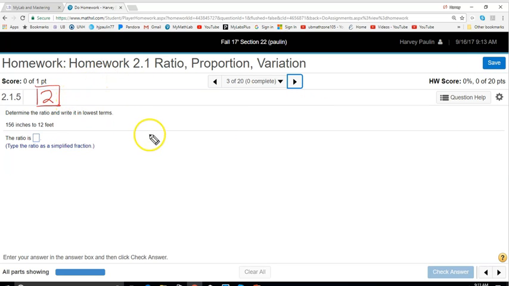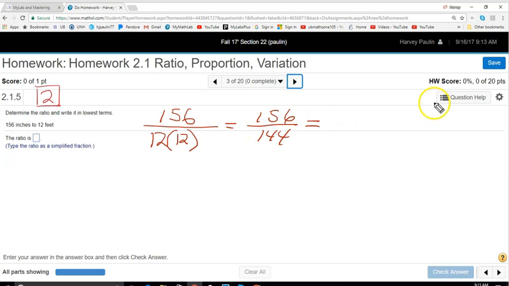Now for number 2, again, we're going to set up a fraction. Our inches are on top. So 156. But now our bottom is feet. So we would have to change that to 12 feet times 12 inches in a foot. So this then becomes 156 over 144. And let's see what you can do to reduce that to lowest terms. So something like this, you can take a 12 out of each of these, and this would be the improper fraction.